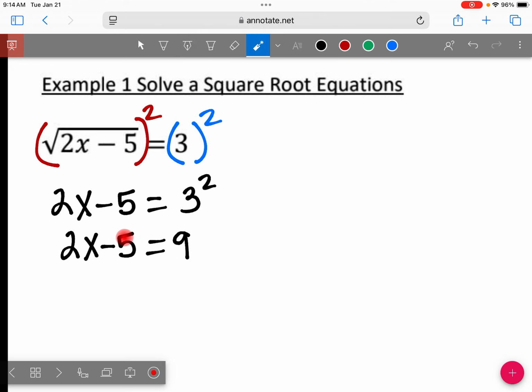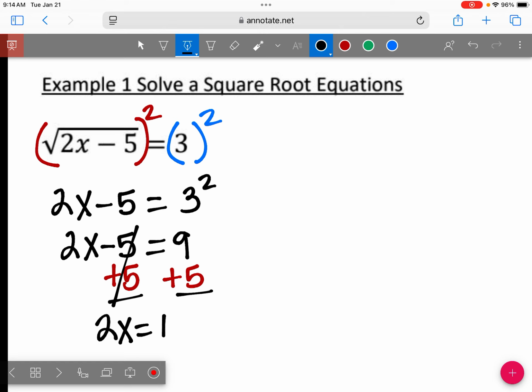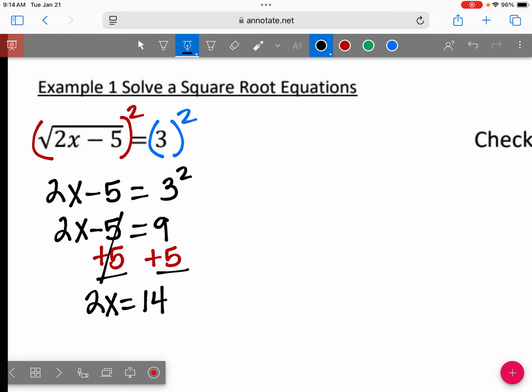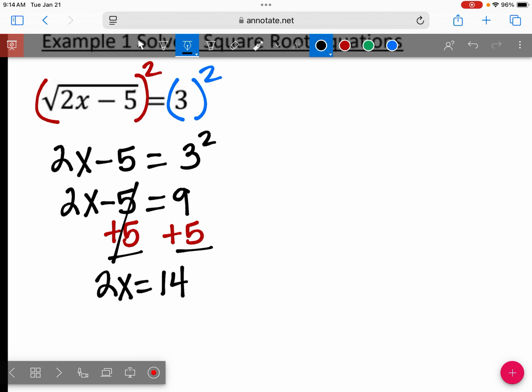So from here, we're just going to do the opposite. So the opposite of subtracting 5 from both sides would be to add 5. So we're going to add the 5, which is going to cancel that out and leave me with 2x equals 9 plus 5, which is 14. And then to get rid of that 2, which is being multiplied by the x, we're going to divide both sides by 2. So our possible answer is x equals 7.